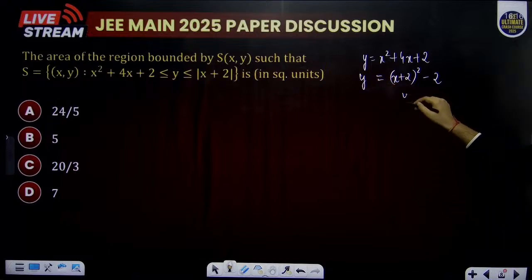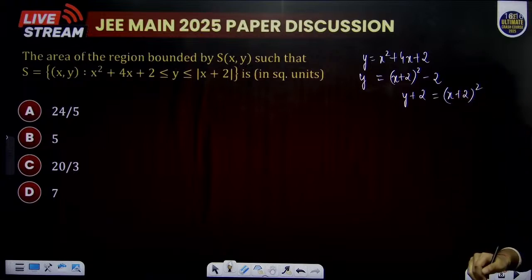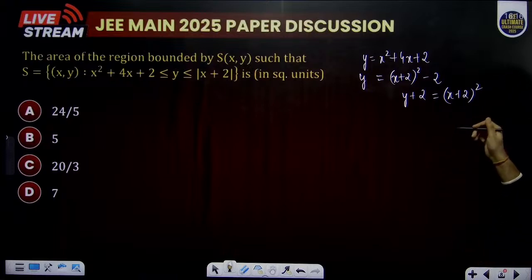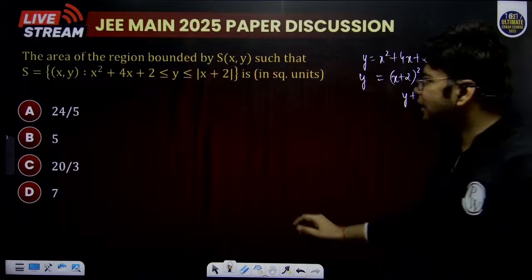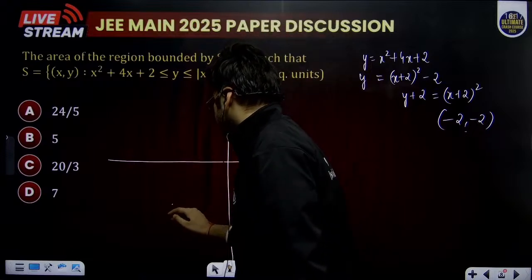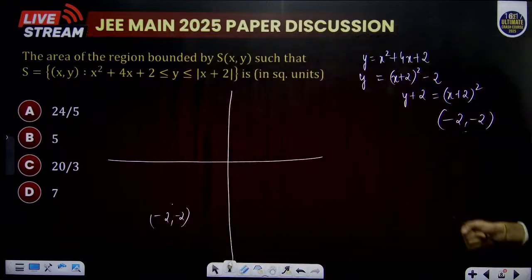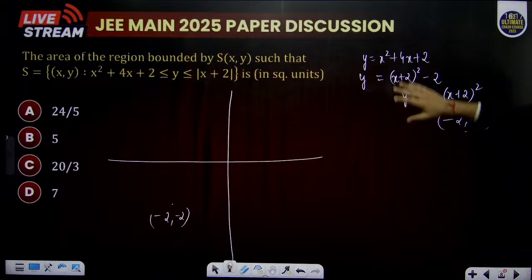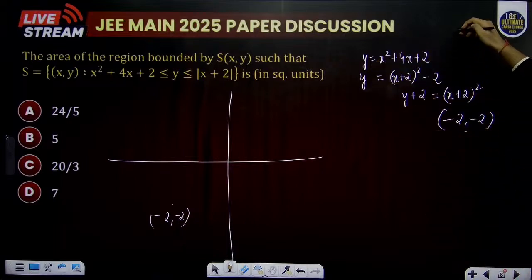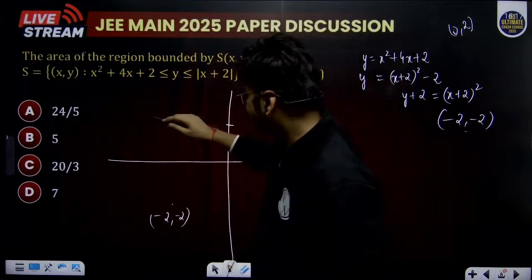So that means this can be written as y plus 2 equal to x plus 2 whole square, which is nothing but a parabola, an upward parabola, whose vertex lies at minus 2 comma minus 2. So that means the graph will look something like this. Minus 2 comma minus 2 will lie somewhere here. Let's also calculate the y-intercept so that I can draw the actual graph. So if I put x as 0, I'm getting y as 2. So that means it will pass through 0 comma 2. 0 comma 2 point will lie somewhere here. So my parabola will look something like this.